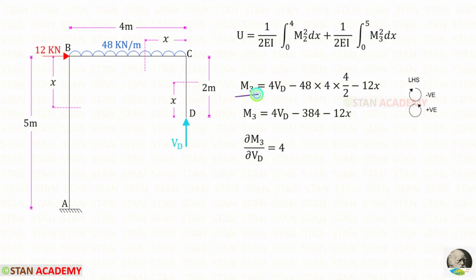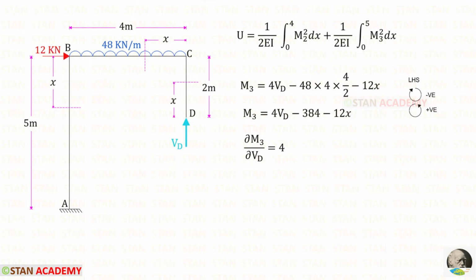Let us find M3. Up to this section we have VD, the UDL and the point load 12. VD is acting in the anti-clockwise direction, so it will be positive and the distance is 4. So for VD, 4. The UDL is acting in the clockwise direction, so it will be negative. We know that with the UDL we have to multiply the distance and then the distance by 2. This load is acting in the clockwise direction, so it will be negative and the distance is x.